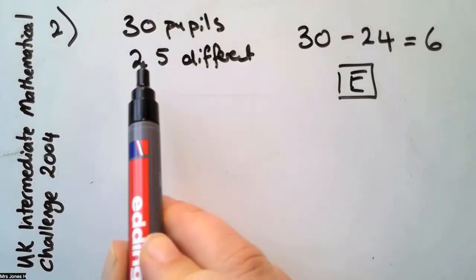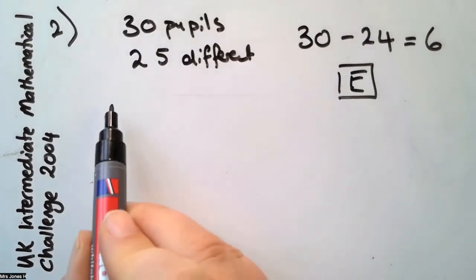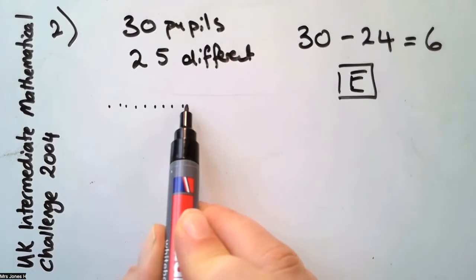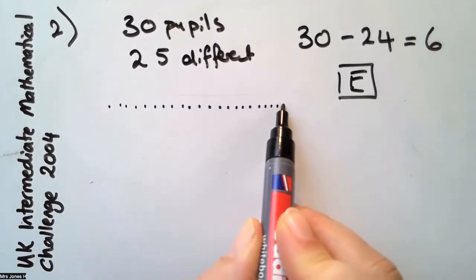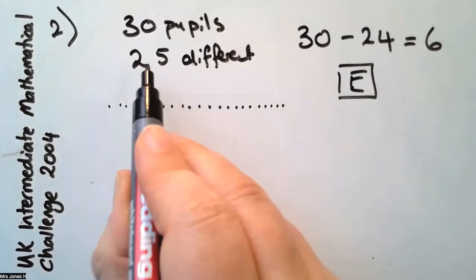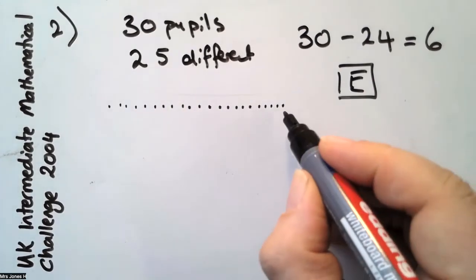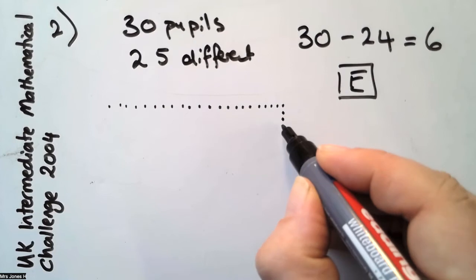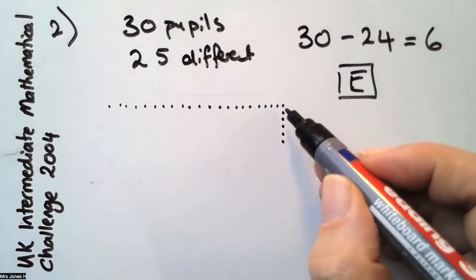So 30 pupils, 25 different birthdays. So you've got to imagine there's 25 little dots here. Don't count them, there aren't that many. But if you had 25 different birthdays, you've got up to here is 24 pupils. This is the 25th, 26th, 27th, 28th, 29th, 30th.